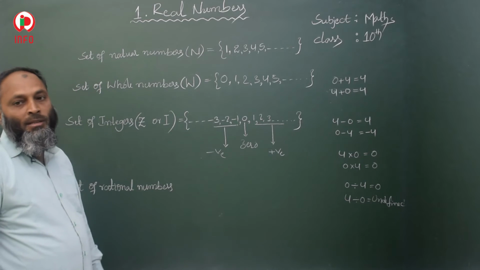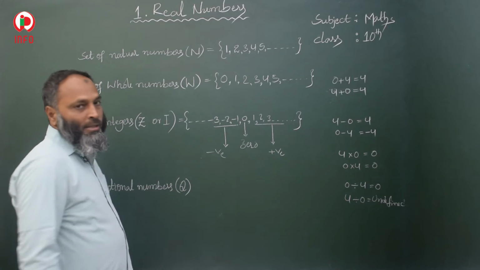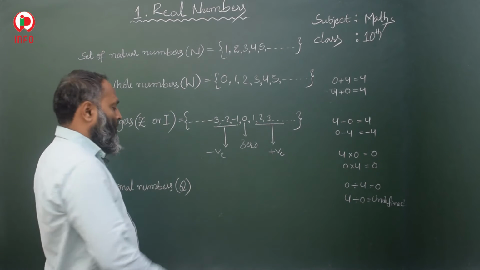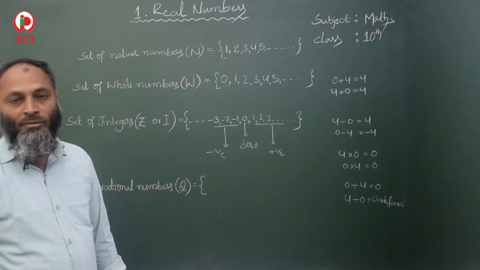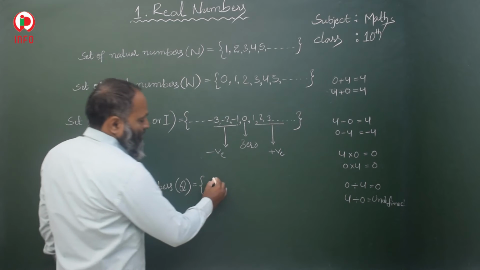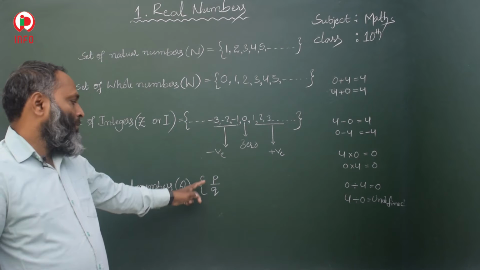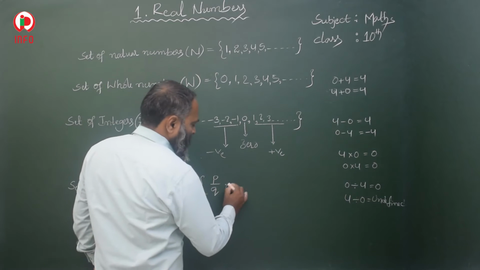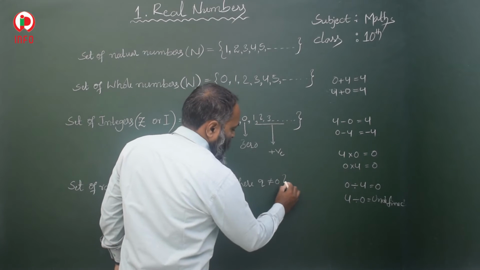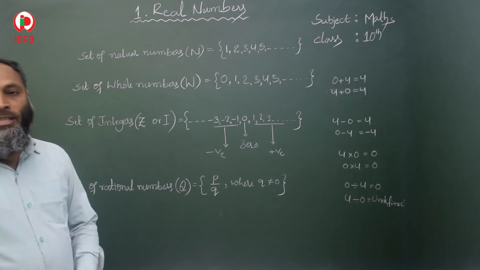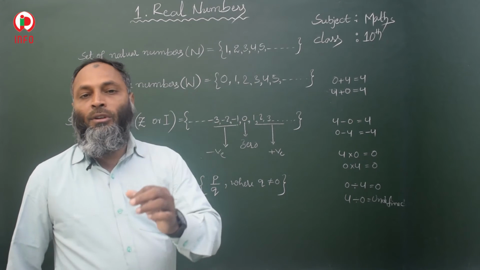The set of rational numbers is represented with Q. So what is meant by Q? What type of numbers are in the set of rational numbers? The numbers which are in the form of p by q, where q is not equal to 0. This condition is there: q, the denominator, should not be 0.